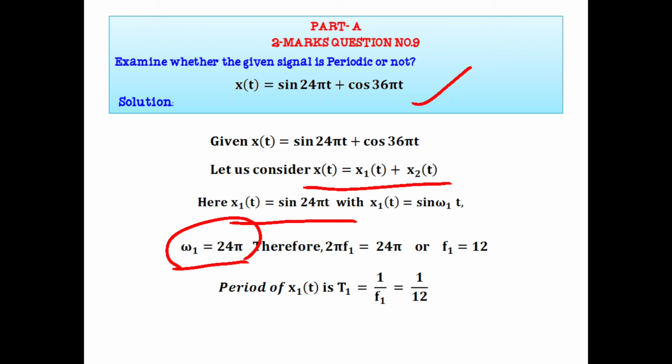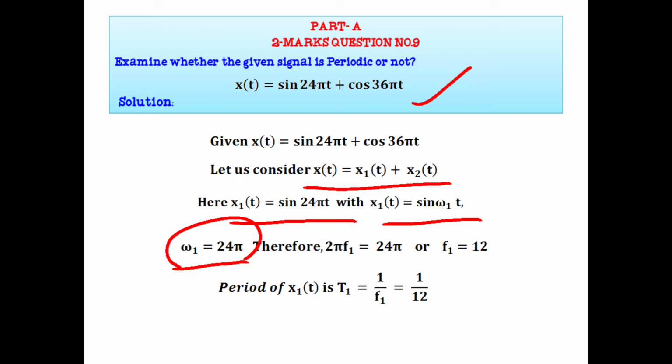Omega is nothing but, what is omega? Angular frequency. It is nothing but the coefficient of t in the given expression. If it is a discrete time signal, it is the coefficient of n. The second way to calculate omega is comparing it with the general equation. General equation x1 of t equal to, if it is sine you write sine, if it is cos you write cos. So sine omega 1 t.